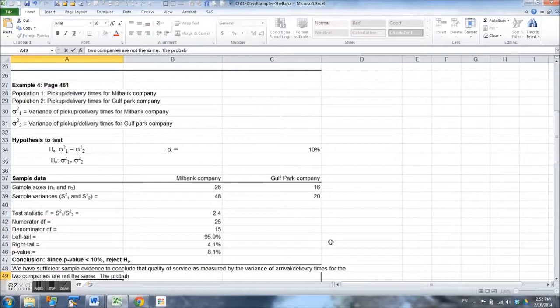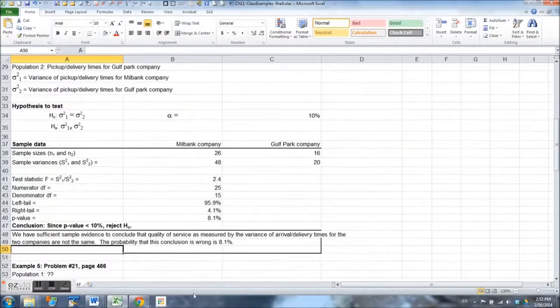The probability that this conclusion is wrong is 8.1%.